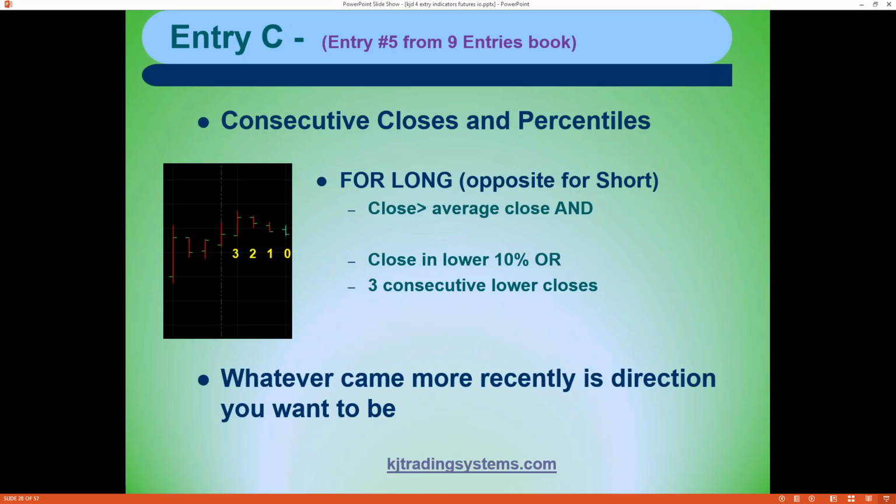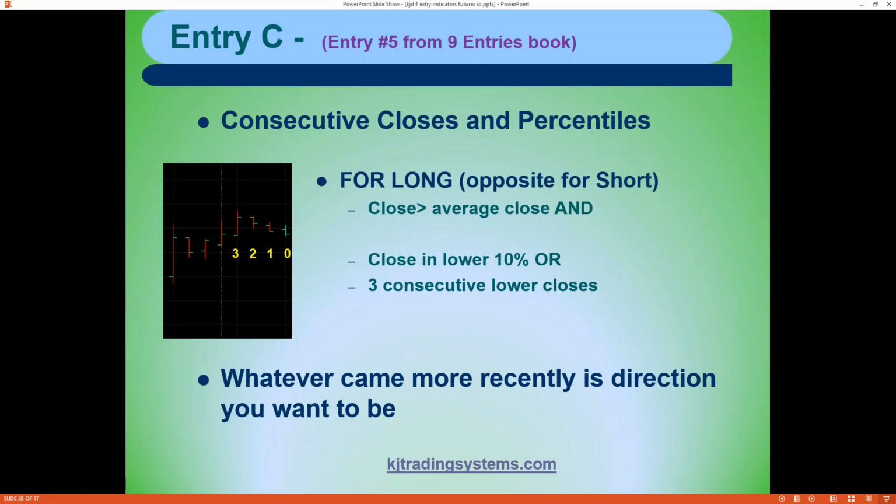All right, so let's move on to entry C, which is our third entry, and this again is from that free book on my website. This one uses consecutive closes and percentiles.